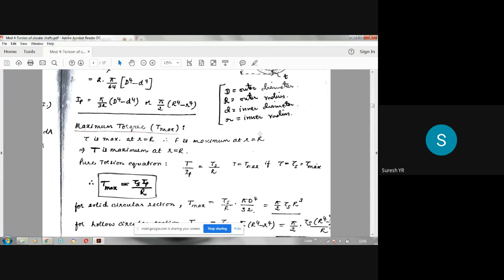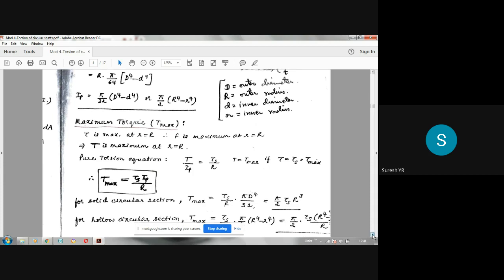And when the shear stress is multiplied by the area, you get the shear force. When shear force is multiplied by the radial distance, you get the torque. So torque is maximum at the boundary of the shaft. So what happens for the solid circular section?